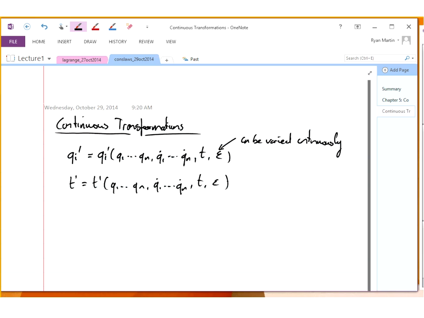Since epsilon can be varied continuously, in principle you could also make a bunch of tiny transformations and sum them all up to be equivalent to the total transformation. Think of translating the axes. The sum of a bunch of tiny translations is equal to one big translation. So the idea of a continuous transformation is that it can be broken up into infinitesimal transformations.